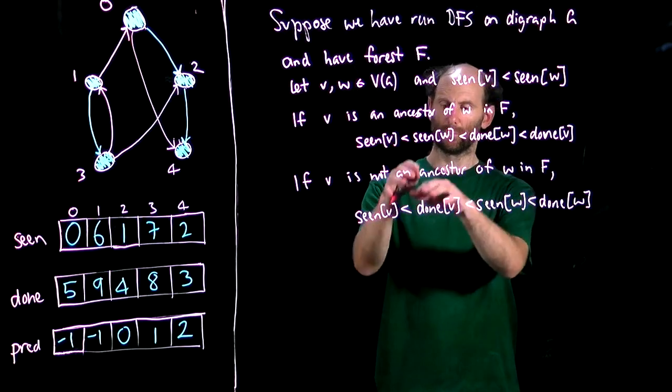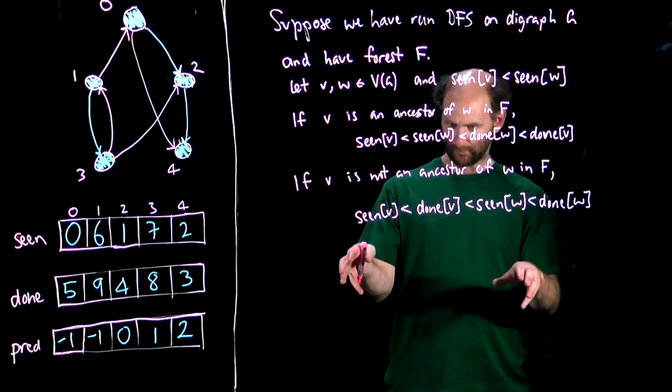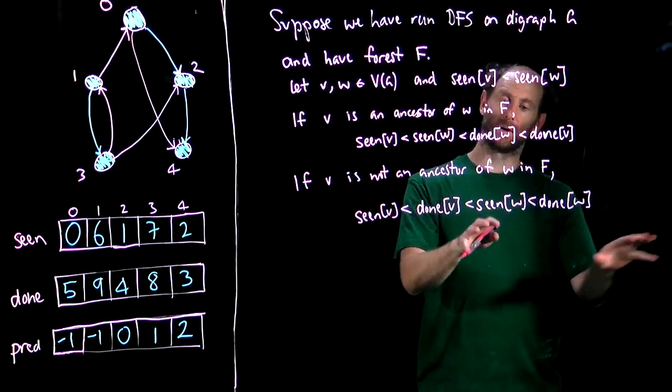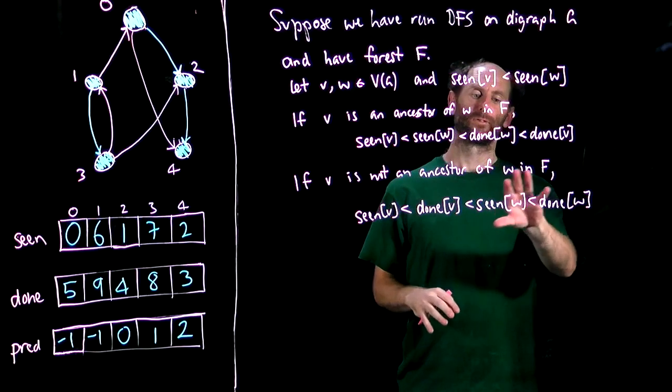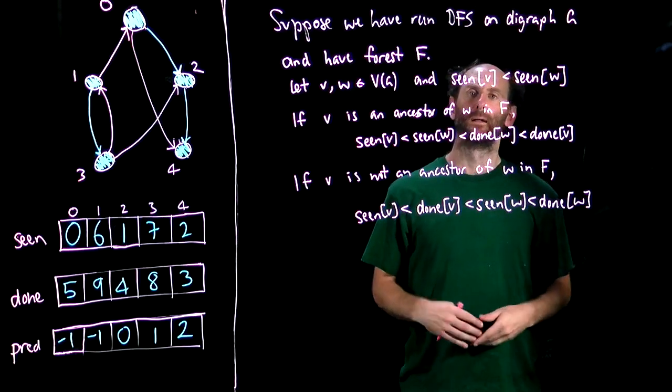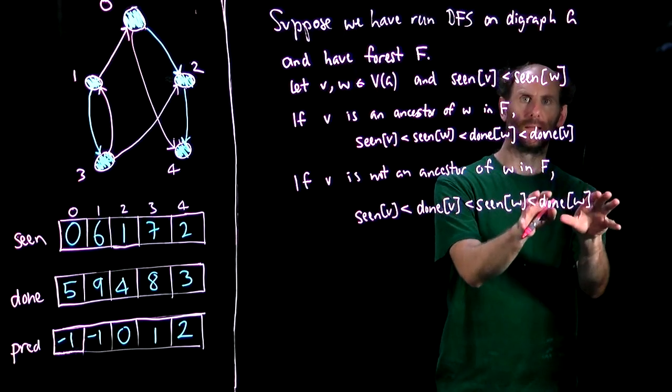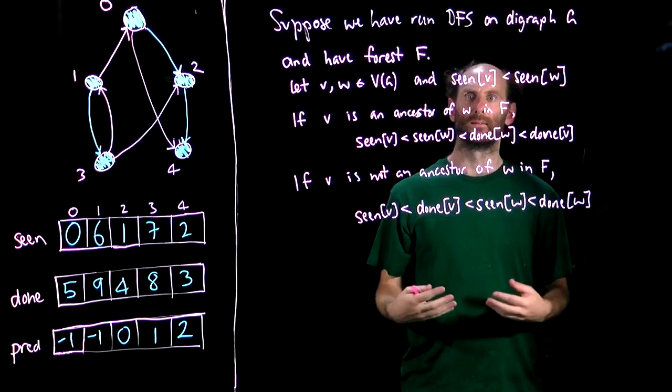So we'll see V, we'll explore everything below it, we'll return back up the stack, we'll be done with V, before we head off to a part of the tree that has W in it, we see W, sorry, and then we finish with W, hence our result.